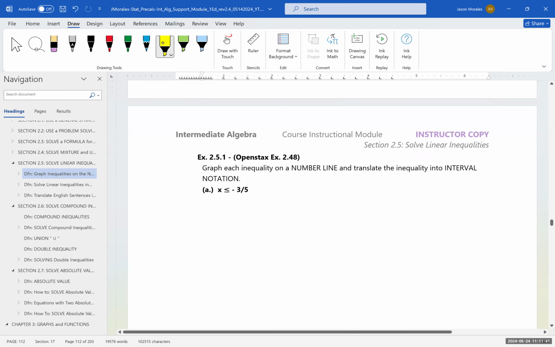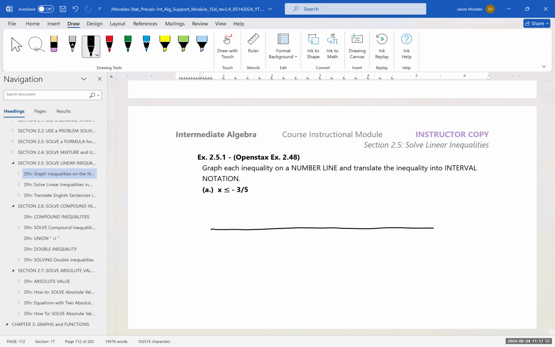Okay, so let's look at a quick example. This is example 251. Graph each inequality on a number line and translate the inequality into interval notation. So now this is a fraction. So let's go ahead and create our number line.